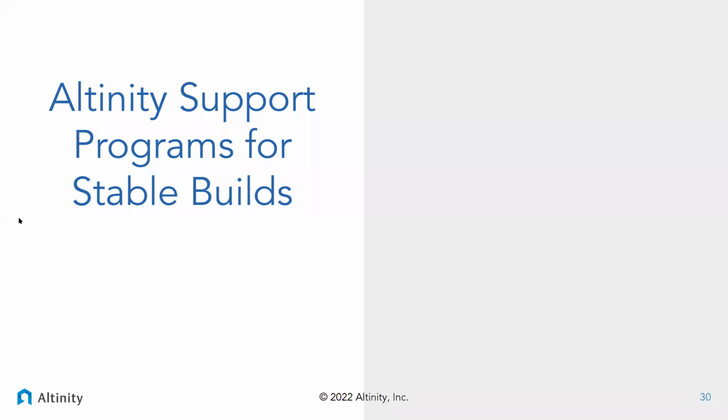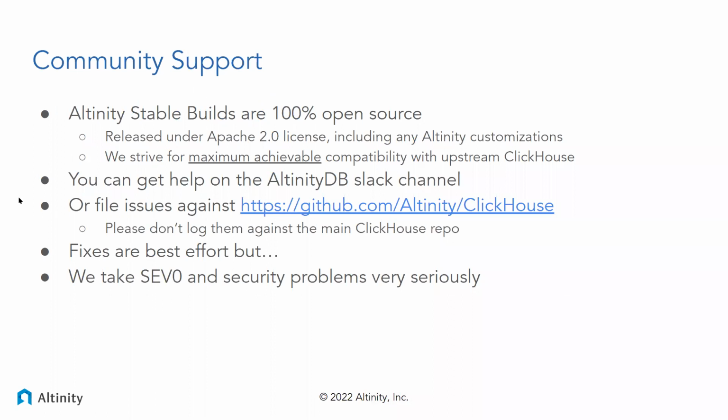So a little bit about support for Stable Builds. Community support, this is 100% open source. Nothing is held back. You can just go grab them, use them for any purpose that's compatible with Apache 2.0 licenses. This includes our customizations to them. And our goal is to be maximally compatible with the upstream ClickHouse. So you should be able to just move back and forth between them. If you can't, that's actually a bug.